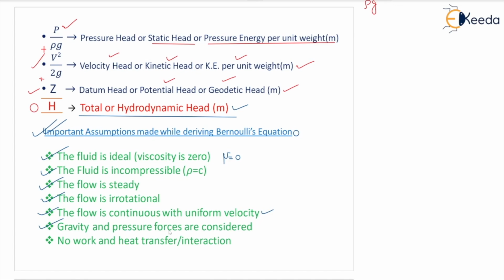Gravity and pressure forces are considered because we have seen in the Euler's equation, and from that only we are deriving the Bernoulli's equation. No work and heat interaction. This assumption is not given in many of the books, but very important. As I told you, this is derived from the basic energy equation, that is steady flow energy equation. So no work and heat interaction. Work transfer and heat transfer is 0.